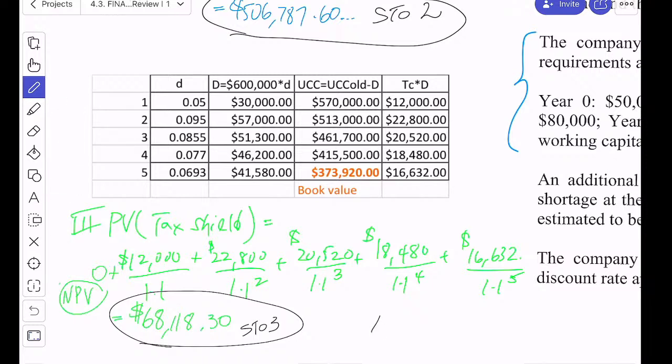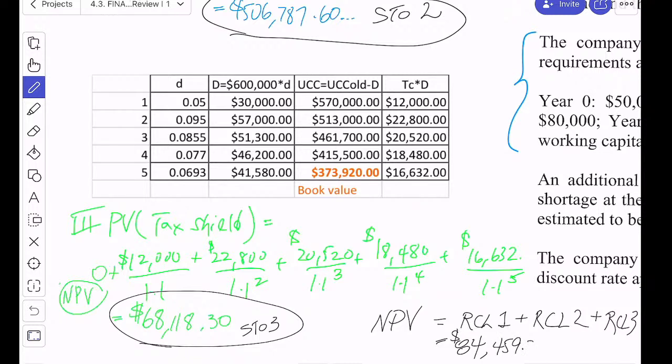So in conclusion, NPV of the project is equal to part 1 plus part 2 plus part 3, which is equal to 84,459.26, which is greater than 0, so accept the project.